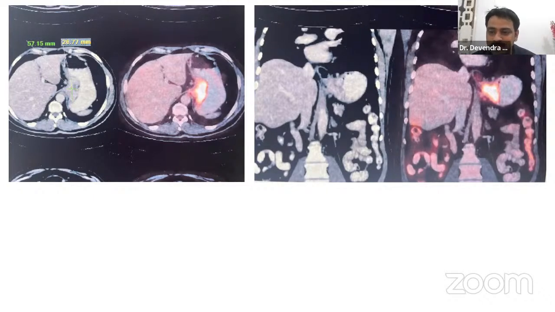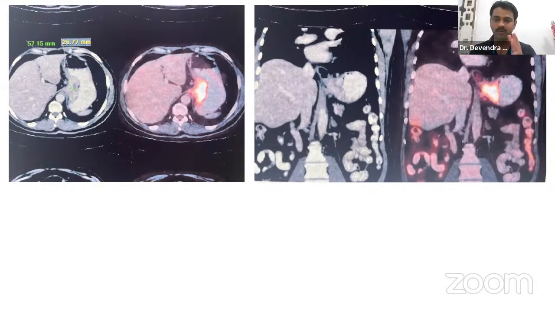Yes, sir. How about Siewert typing? What is your opinion on it? Siewert type 1, sir. I keep it in Siewert type 1 because it is starting from 39 centimeter from the central incisor. So how do you differentiate type 1 from type 2 and type 3? So Siewert type 1 is when the epicenter of the tumor is between 1 and 5 centimeter above the GE junction. Type 2 when... What is the definition of epicenter? Is it a starting point? No, sir. It is the center of the tumor bulk. Center of the tumor. Okay.